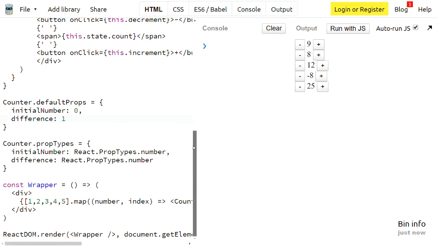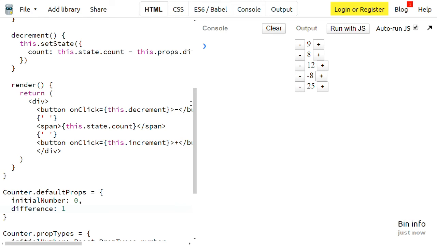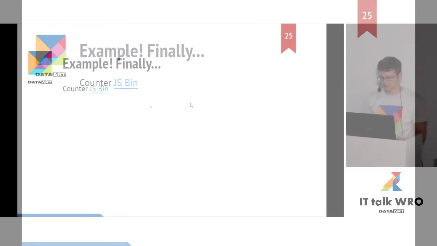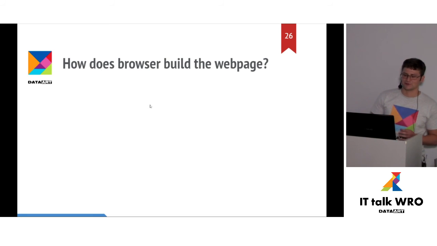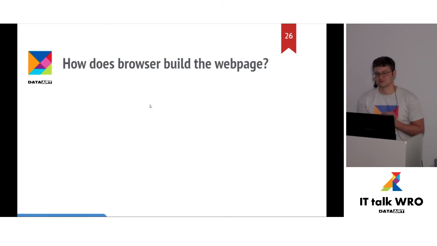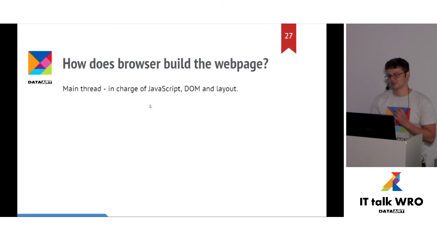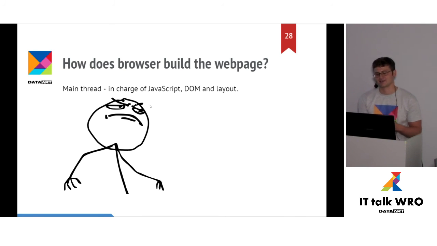Okay, so this is an example of a React component. Let's get back to our presentation. Now we have an idea of what a React component is and how to combine them. Let's recap our knowledge about how the browser builds its web page. There is a thing inside the browser called the main thread, and it is in charge of different things like executing your JavaScript, creating DOM elements, and rendering the layout. So he sounds like a really cool guy, like this one.